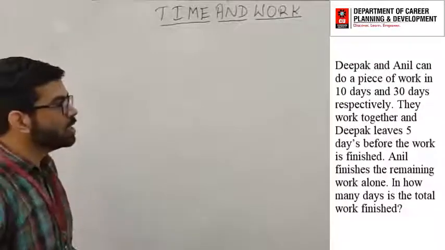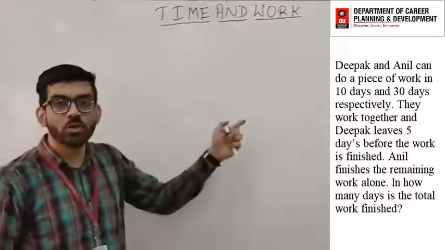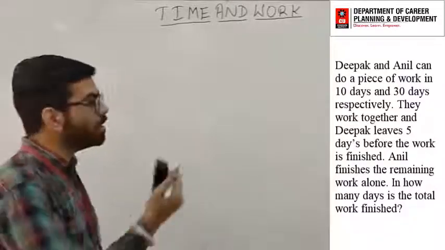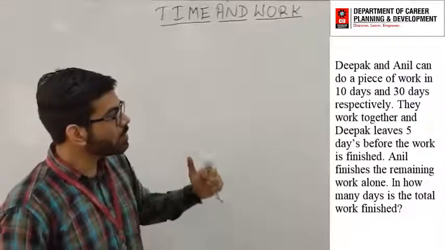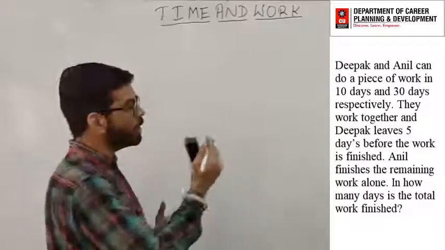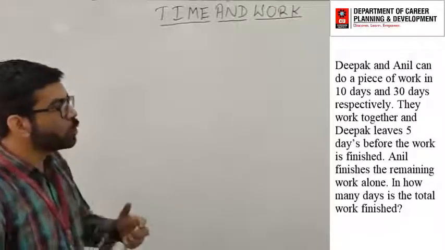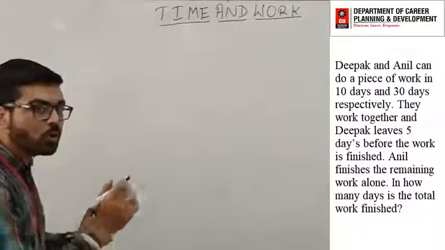Okay, the next question is a question of partial work. It says that Deepak can complete the job in 10 days, whereas Anil can do the same job in 30 days. Now, as per the conditions, Deepak leaves 5 days before the completion of the work. The question is in how many days is the total work finished? So let's see how to solve this question.